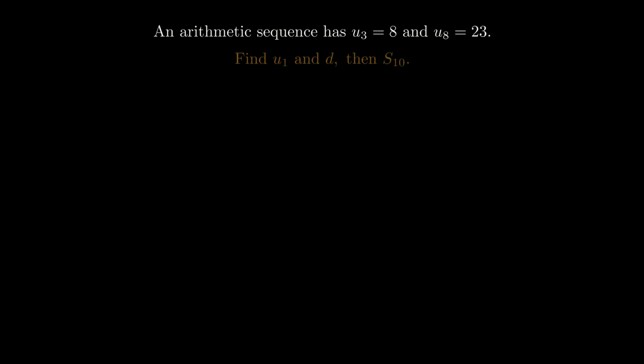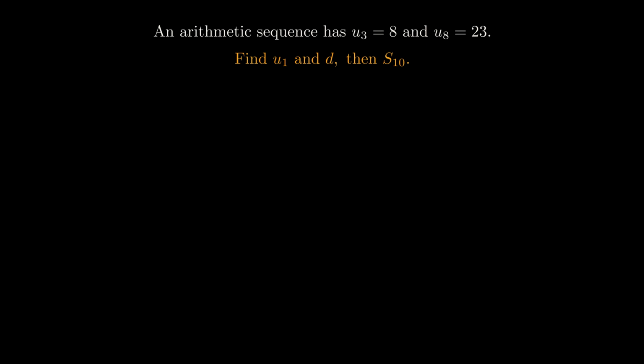Let's use it on a classic exam setup. My own numbers, but exactly the IB style. An arithmetic sequence has third term 8 and eighth term 23. Find the first term and the common difference. Then the sum of the first 10 terms.